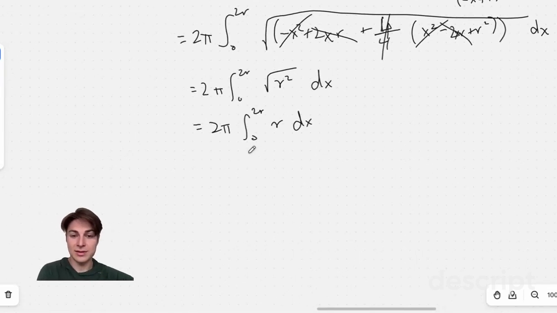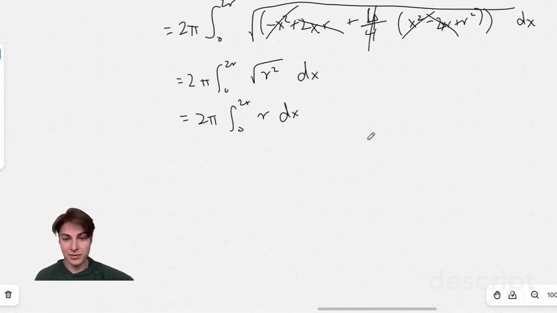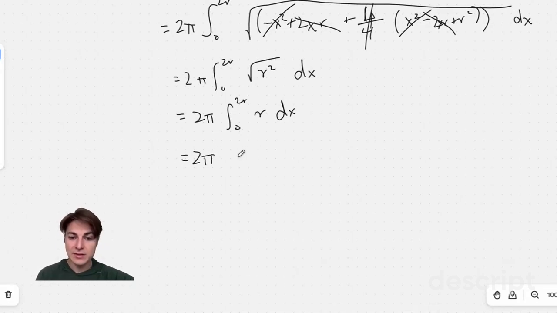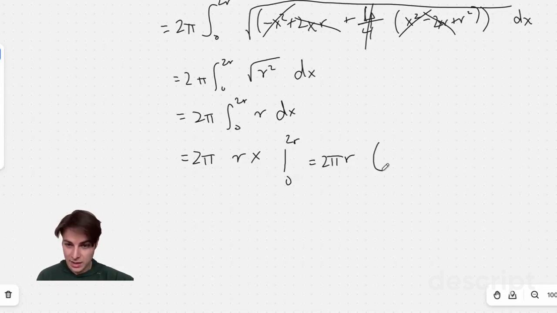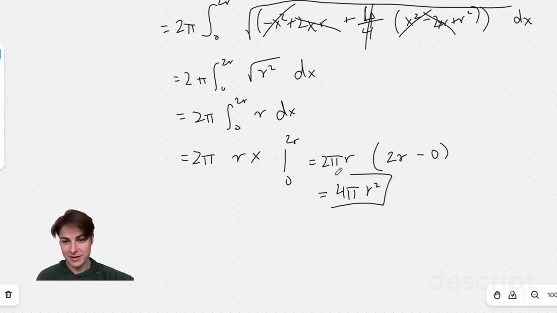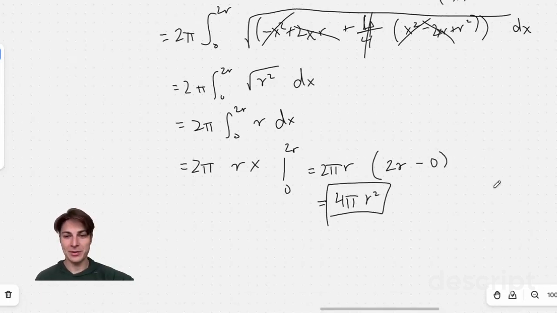And so we're going to now take the antiderivative, 2 pi, and this is going to be r times x, again from 0 to 2r, of plugging that in for x. So 2 pi r times 2r minus 0. This is our plugging in for x, and that gives us 4 pi r squared. We did it. Whoop, whoop. I hope that was satisfying.